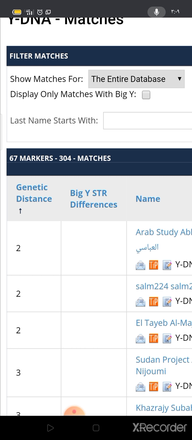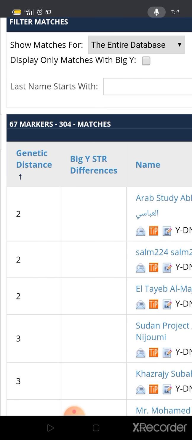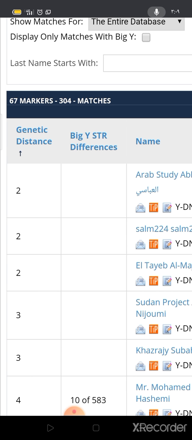But now nobody is sharing genetic distance 0 here, because people are not that close to me. When you increase the number of markers, that means you are coming closer to the present days, and that's why you will find the differences. When you decrease the number of markers, that means you go deeper in history. That means you will have more people to share the ancestry with.